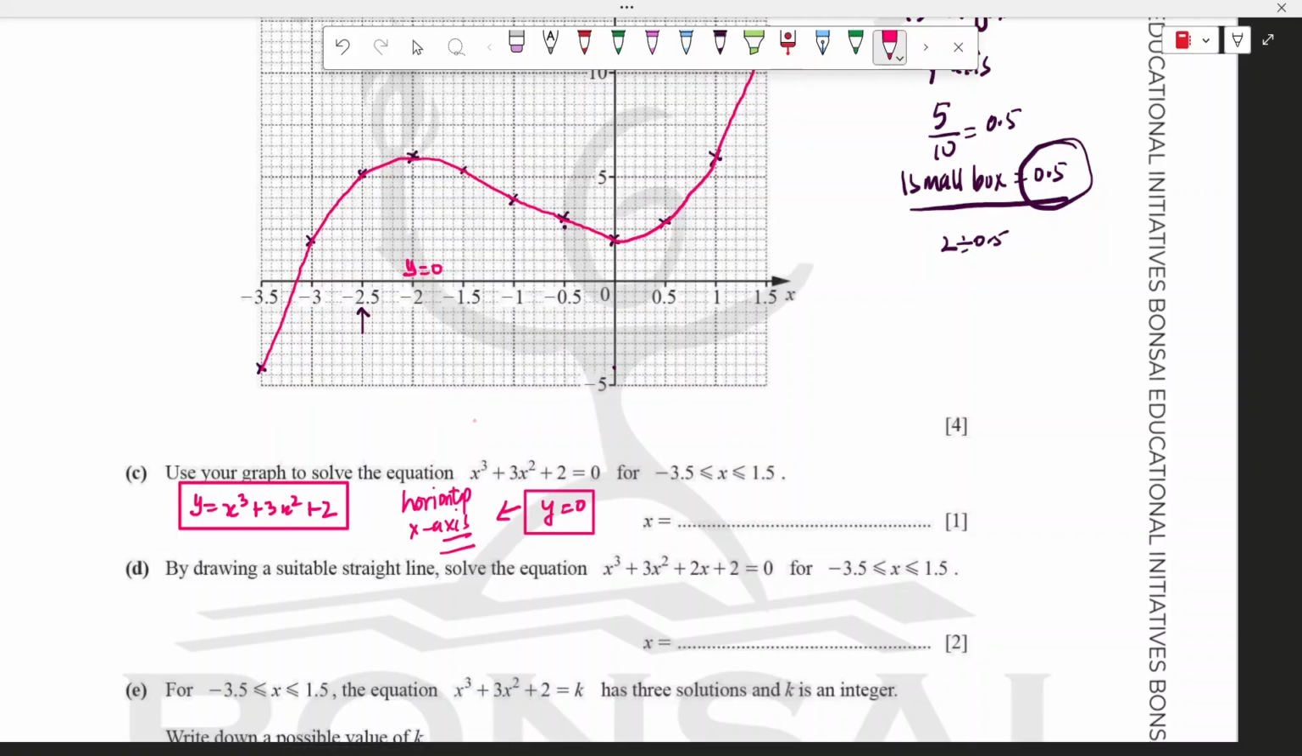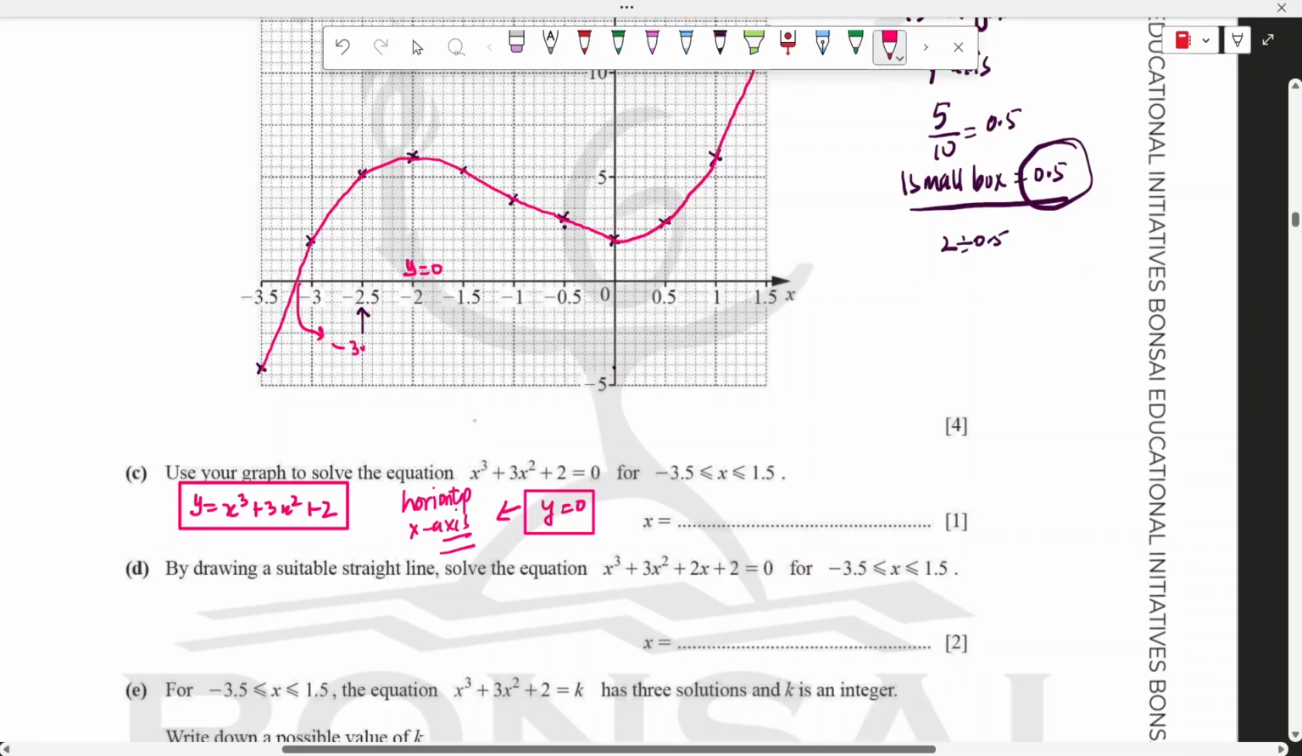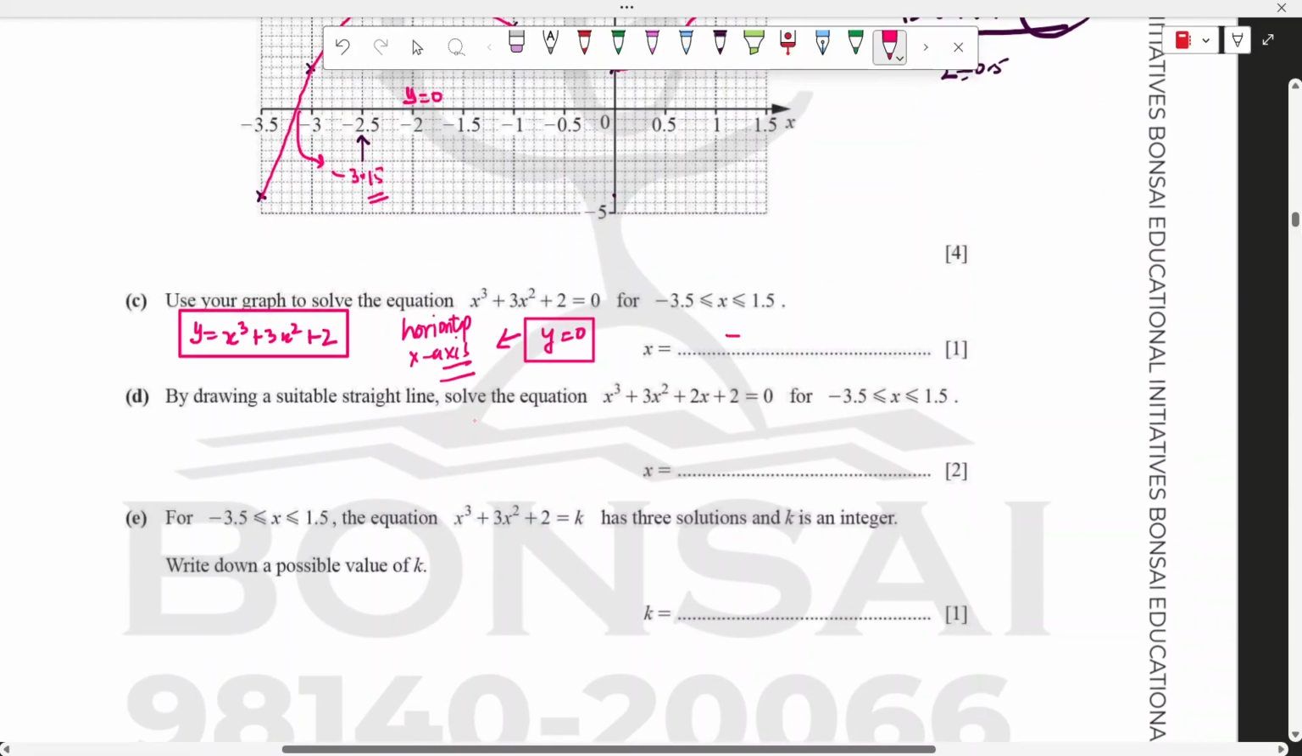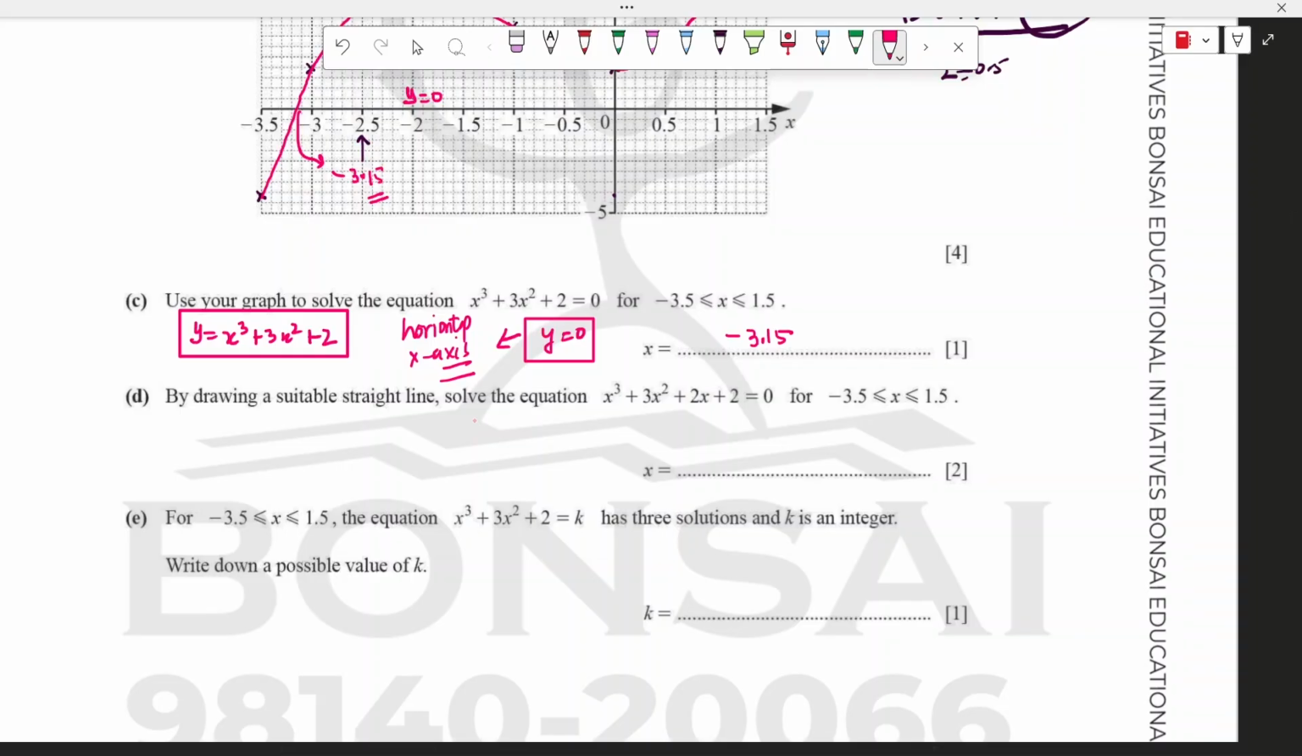So x value is minus 3, minus 3.1, minus 3.2. It lies between minus 3 and minus 3.15. So according to me, this should be minus 3.15 because it lies between 1 and 2. So hence the solution should be minus 3.15. So hence we have found the solution at y equals 0.